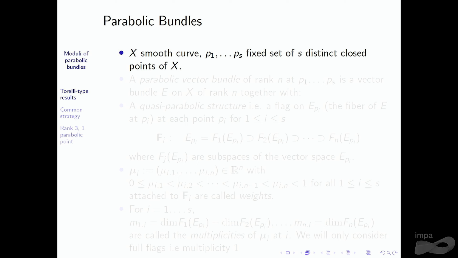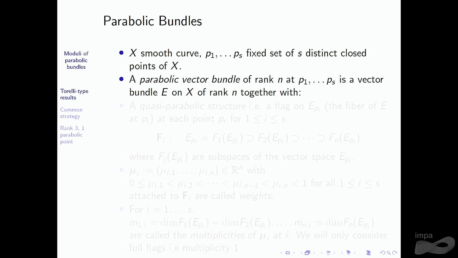So suppose we have X to be a smooth curve. OK? So no genus specified here right now. I take a fixed set of points, P1 to PS. OK, distinct points. I presume everybody knows what is a vector bundle, but may or may not have heard of a parabolic vector bundle. So a parabolic vector bundle of rank n at P1 to PS points is a vector bundle on X, so first of all, it's a vector bundle in its own right.